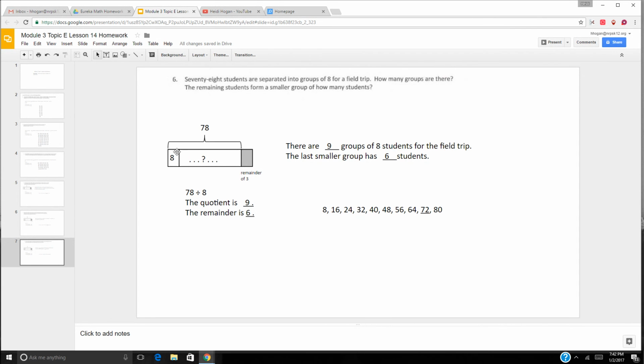So it's 78, and we're trying to figure out how many 8s are in 78. So it's 78 divided by 8. So we count by our 8s to see how close we can get, and we can get to 72. And that's 1, 2, 3, 4, 5, 6, 7, 8, 9. So our quotient is 9, 72, and 6 more makes 78. So there are 9 groups of 8 students for the field trip, and the last smaller group has 6 students. Okay?